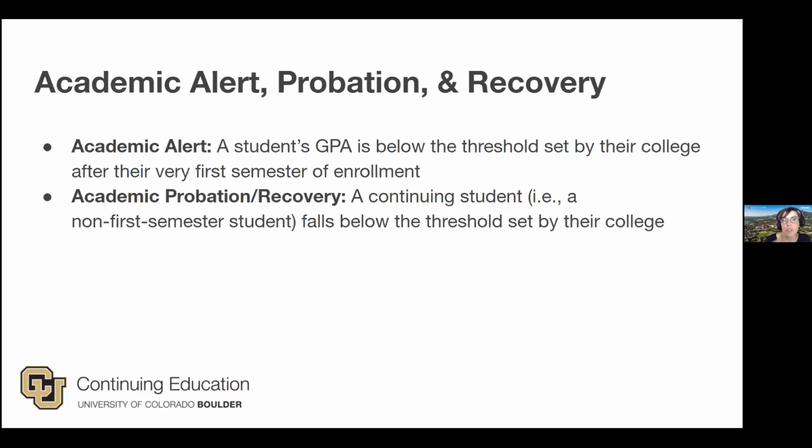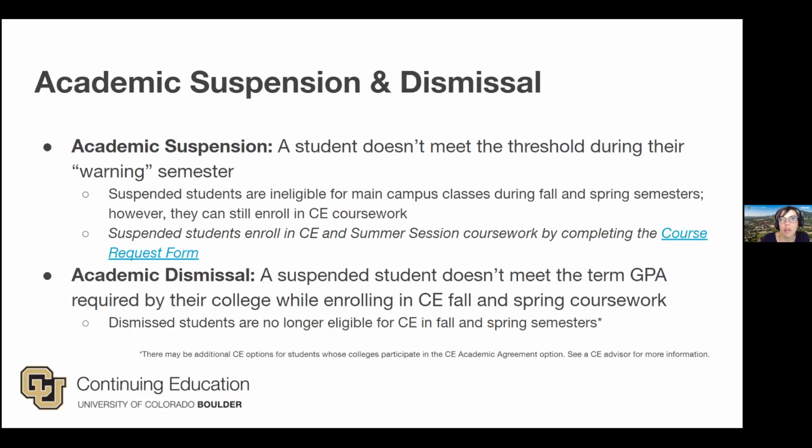So if a student is in one of these warning categories and they don't raise their GPA to that new threshold by the end of the semester, then they are placed on academic suspension. An academic suspension means that a student is no longer eligible for main campus classes. With that said, these students can still enroll in continuing education coursework. And in the summertime, they can enroll in whatever they want, continuing ed or main campus. That's because we try to keep the summer open to all students, regardless of academic standing, as an extra pathway to help students have another option for reinstatement.